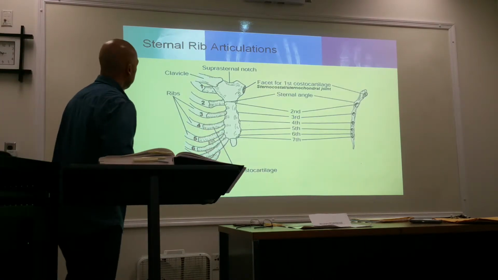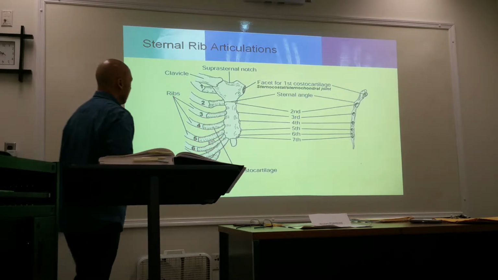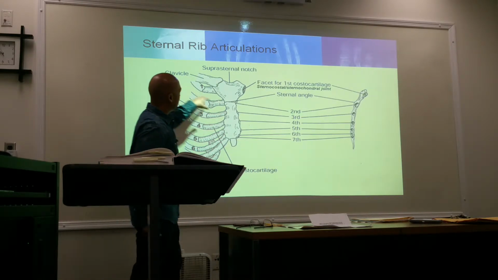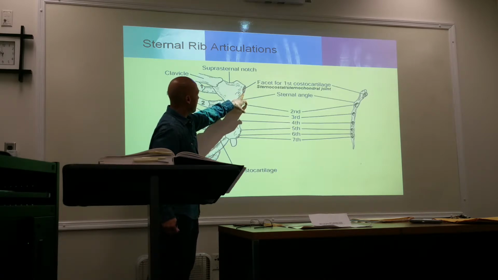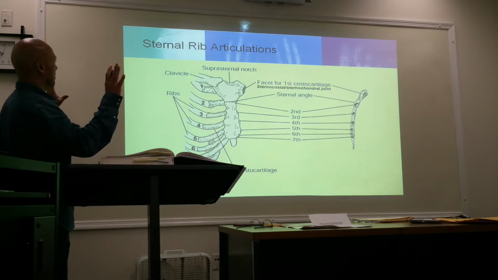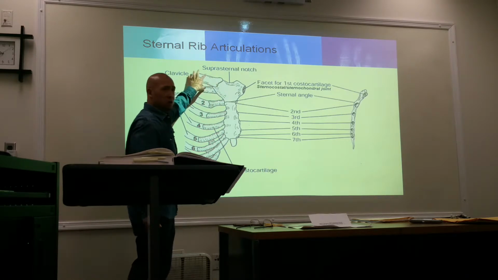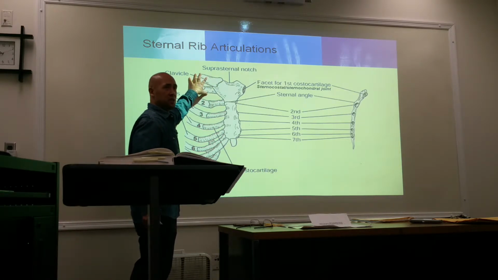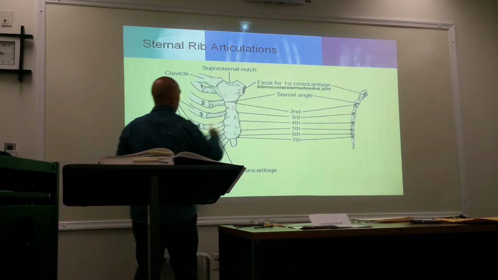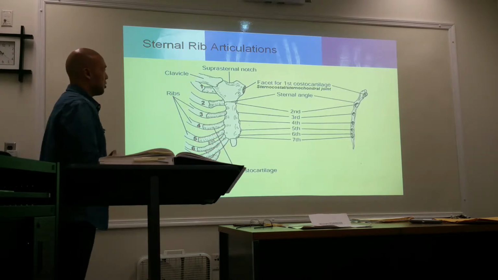The articulation between ribs and the sternum. At the very top, first I'll talk about the clavicle. So the clavicle and the sternum. What joint does that form? SC joint, the sternoclavicular joint. And then we have the first facet here for rib attachment, which is the first sternocostal or sternochondral joint.